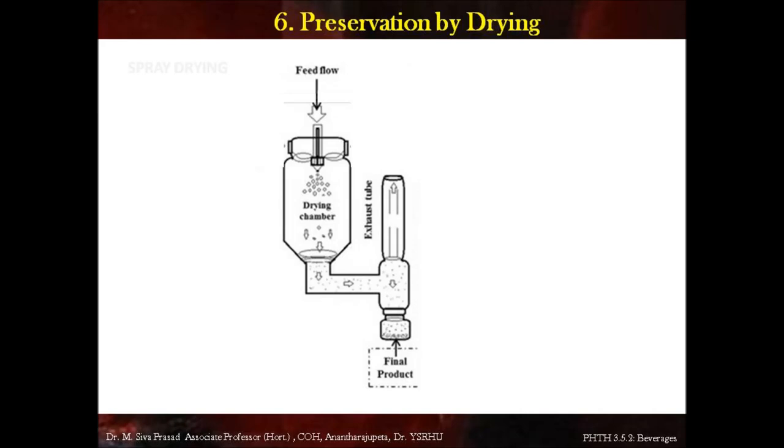As you can see from the top, there is a feed flow through which you feed the fruit juice, and it enters the drying chamber. In the drying chamber, the juice is broken down into smaller, finer droplets. When these finer droplets are exposed to the high temperature, the moisture present in them gets evaporated, and it is left with a powdered form which is collected at the far end of the spray dryer.